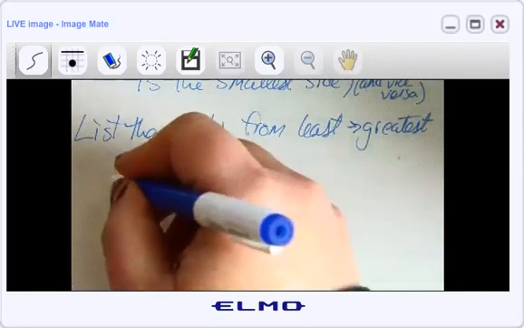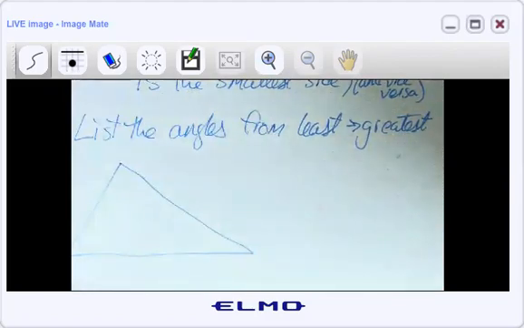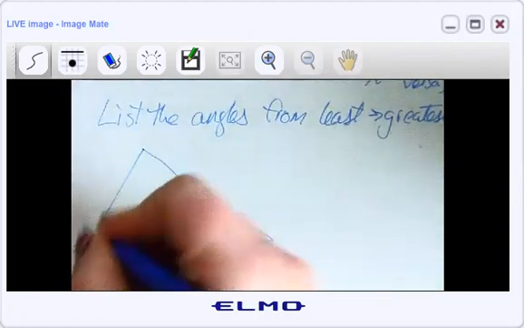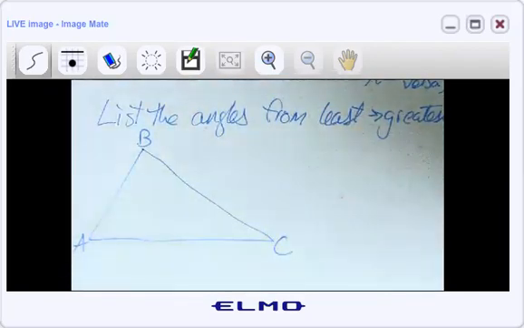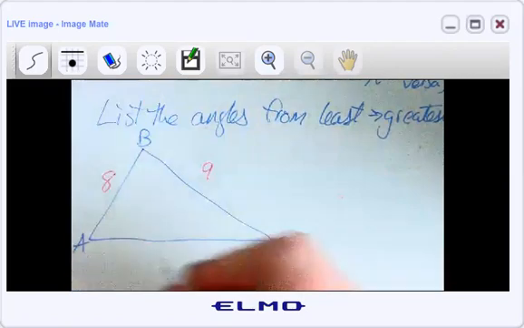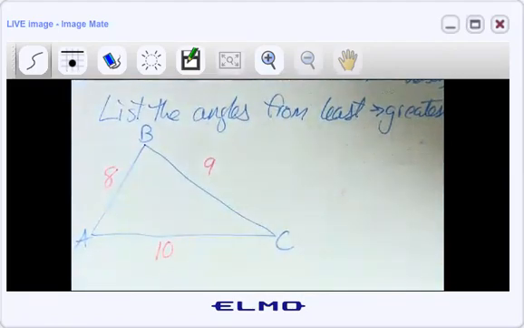Okay, so let's just do something like this. I'm not going to give you any information on the angles. I'm just going to simply tell you the lengths of the three sides. So why don't I say this side is 8, this side is 9, and this side is 10. Okay, and let's say that we're in meters or whatever.